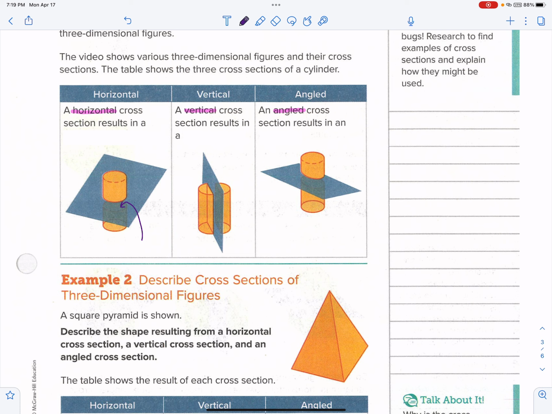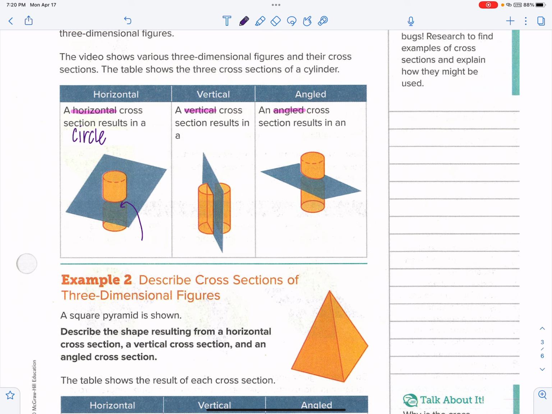So remember, horizontal, I always think of when I went to my grandma's after school, she would call me horizontal Hutch because I would always fall asleep on the couch right away, laying down. So horizontal is a plane that is running left to right like that. And you can see that it results in a circle. So go ahead and write that there.